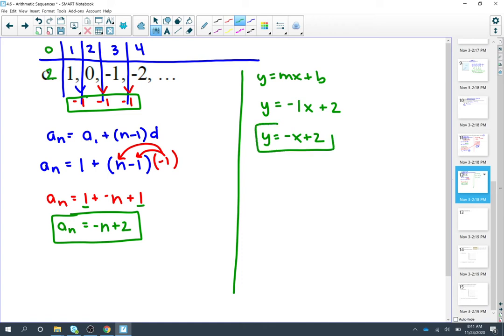And then look at that. They're the same thing. Okay, again, I don't care which one you give me. You could give me the one with the a sub n's and the n's, or the y's and the x's, but now they want to know the 25th term.